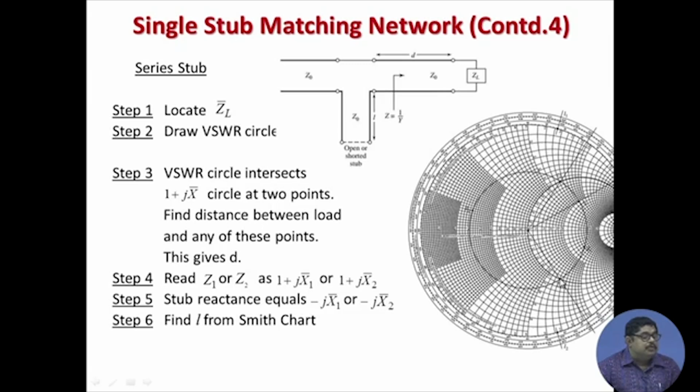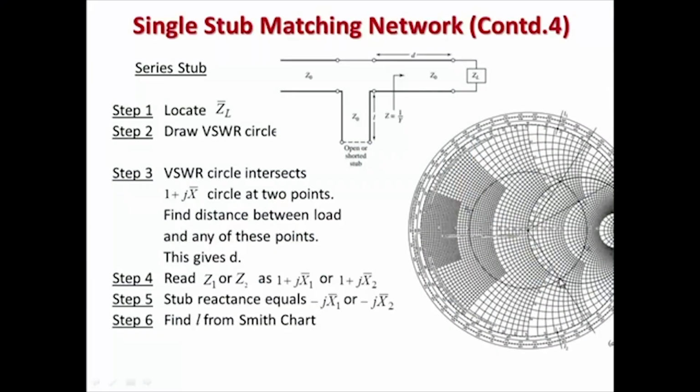That reactance value you can read from the scale. Obviously, here the reactance is negative, so minus some value. That means for this stub, its susceptance, its reactance, I will take the positive value. Whatever reactance I have got here, negative of that I will take here.